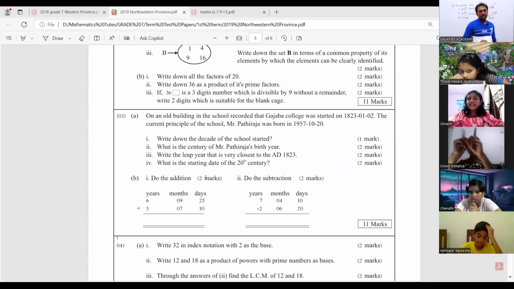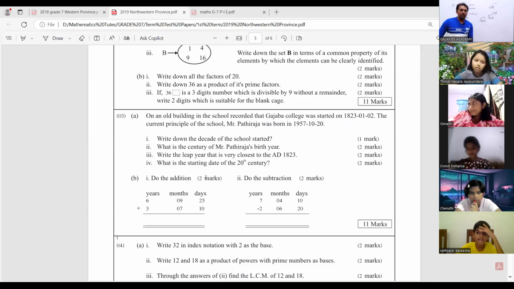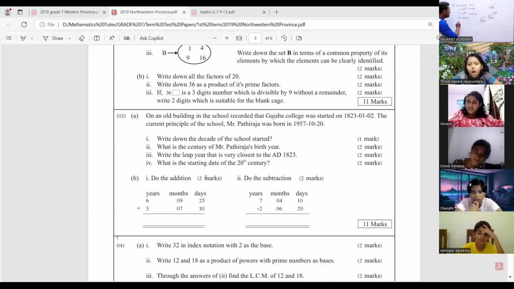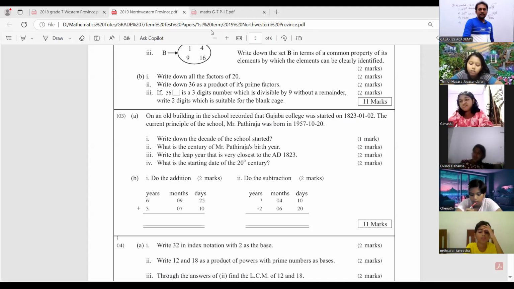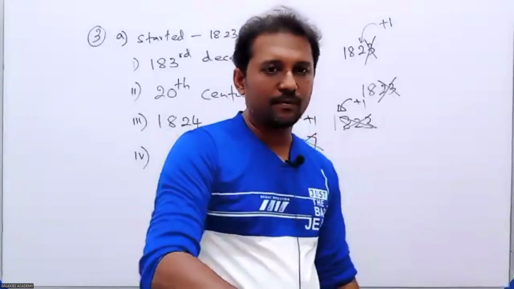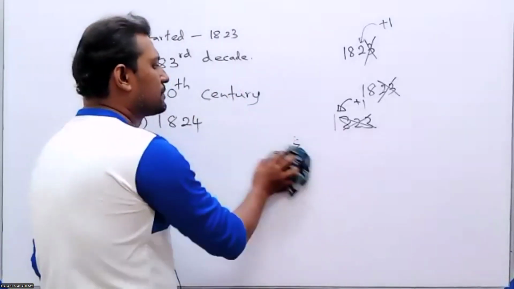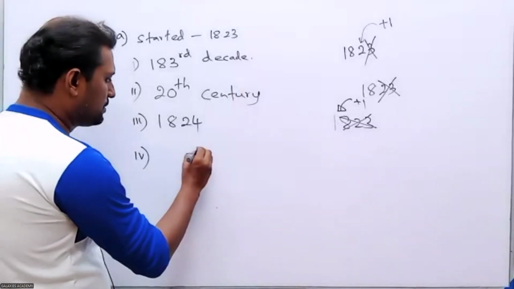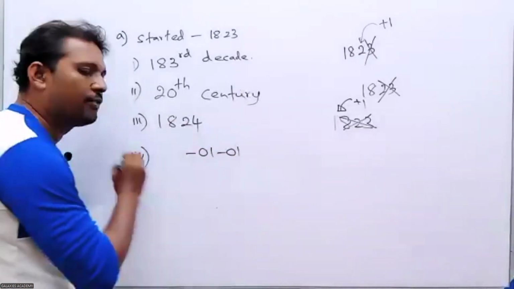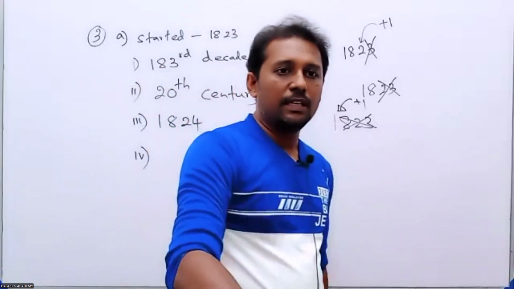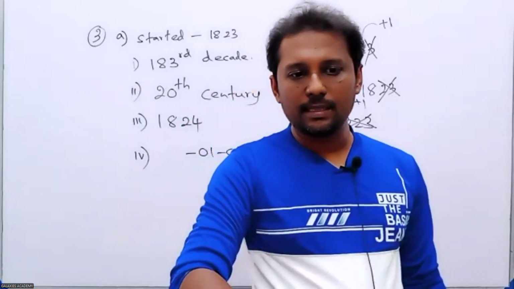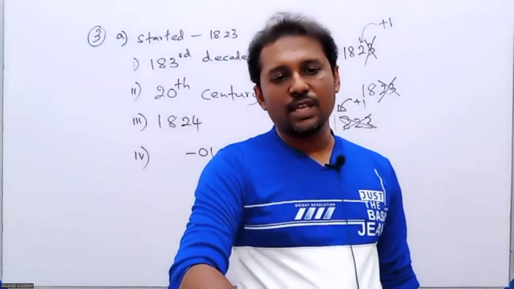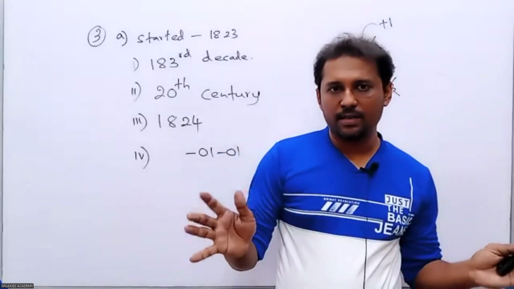Then the fourth part: what is the starting date of the 20th century? Any century should start from the 1st of January, any year. I have to find the suitable year. In which century is it given here? The 20th century. A century means a time period of 100 years.